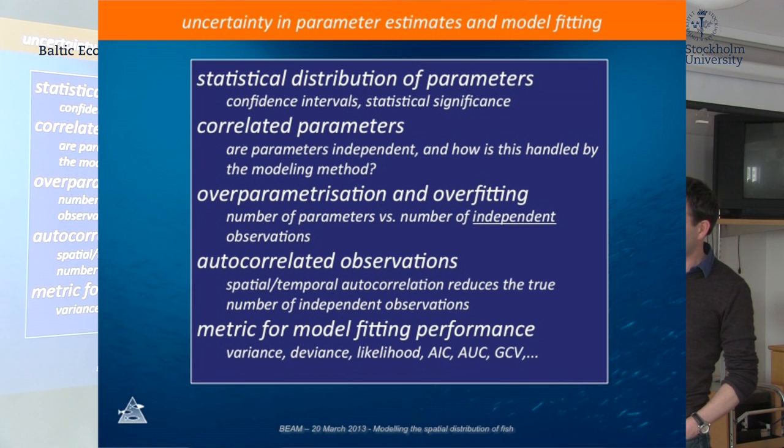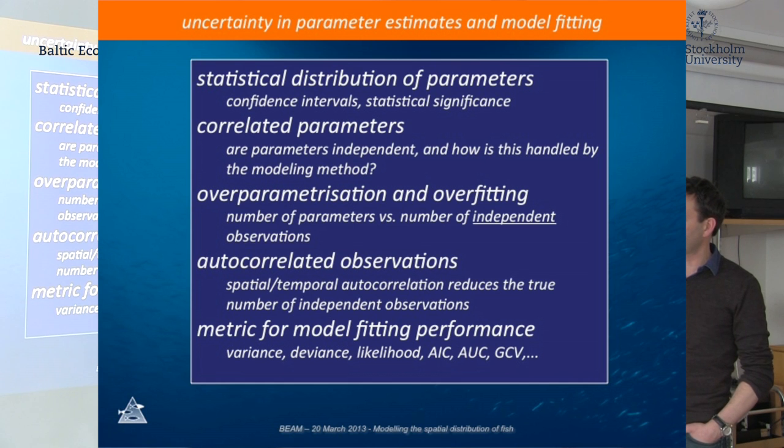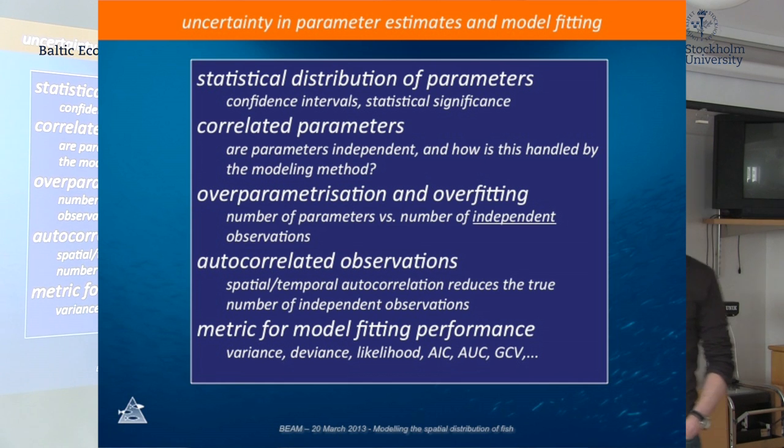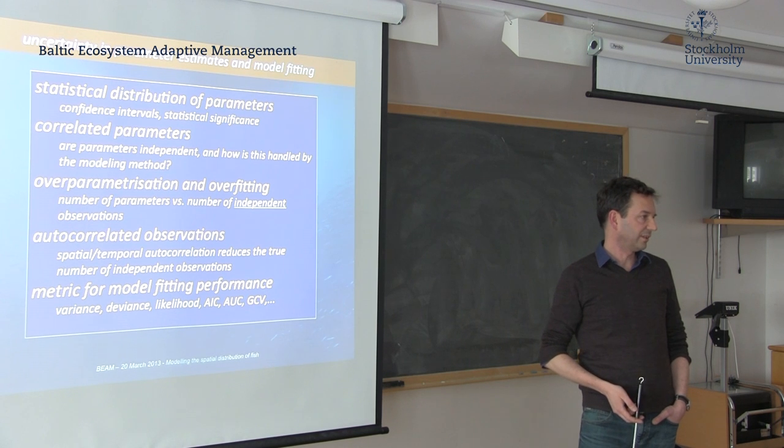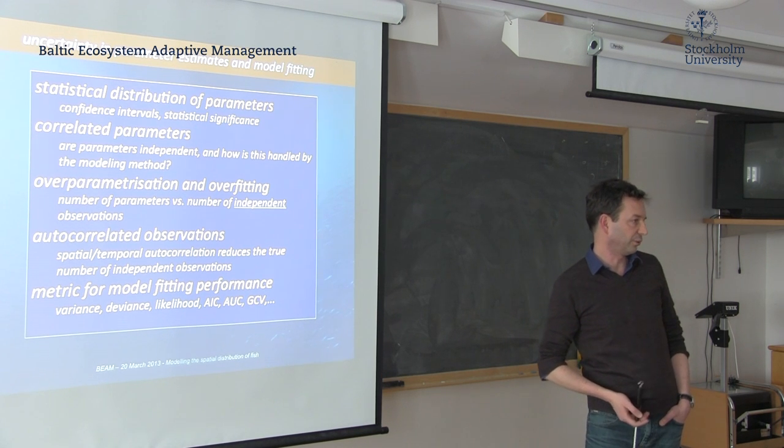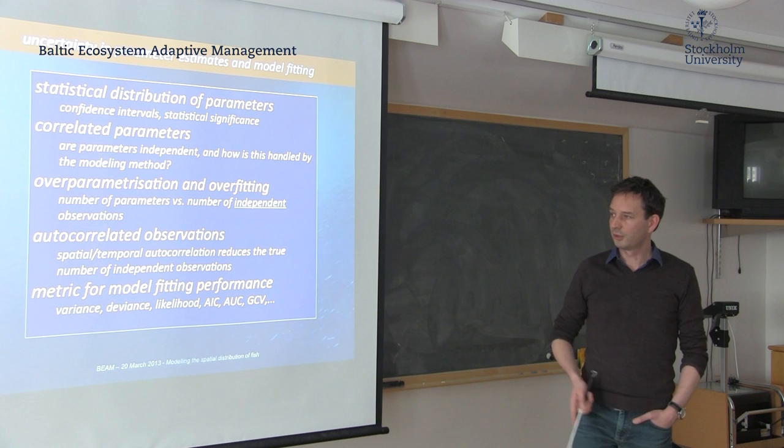So that links to autocorrelated observations that we have. When we have a lot of autocorrelation, the true number of independent observations is much lower than the number that we observe. And then you have to choose how you evaluate your fitting performance. And there are many ways of doing that, and there are many ways of getting lost when you do that.